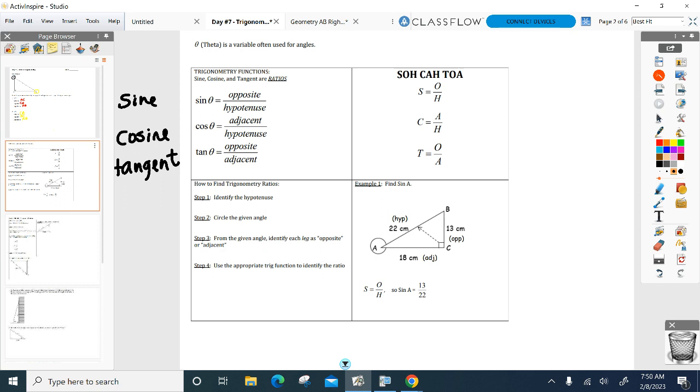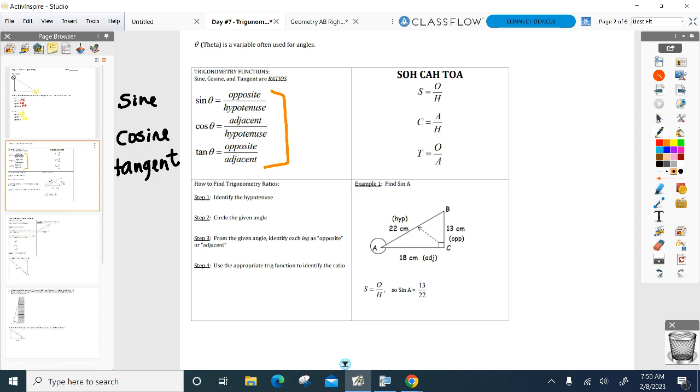I want to help you guys out. Sometimes the ice melts off of my heart a little bit once in a while and I try to help you out. This right here is a lot to remember. What over what? Where's adjacent? Where's hypotenuse? So let me show you a little device that'll help you out. It's already written on your paper. I'm just going to blow it up.